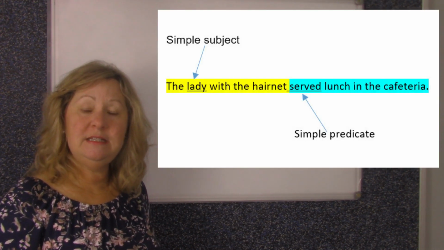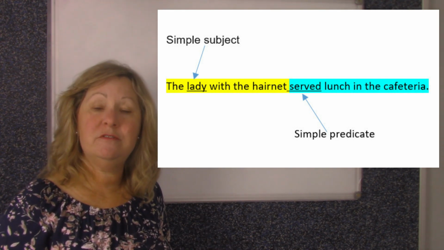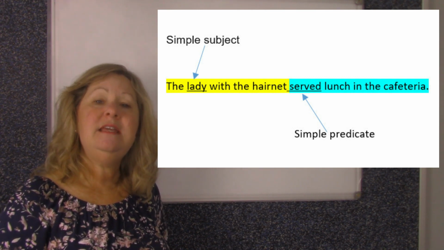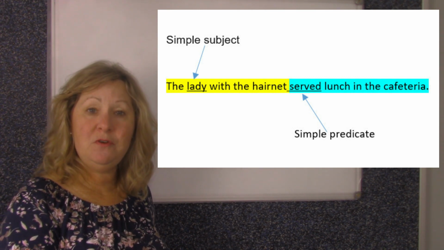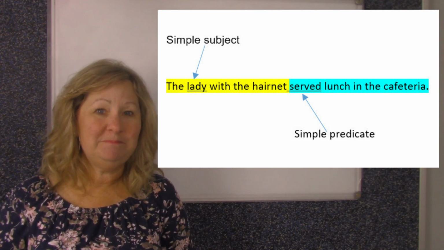So the simple subject of this sentence is lady. The simple predicate is served. All of the other information in the sentence is just defining the lady further or defining how or where the lunch was served. Something that can really be thrown in to get you confused about subjects and predicates are adverbs.